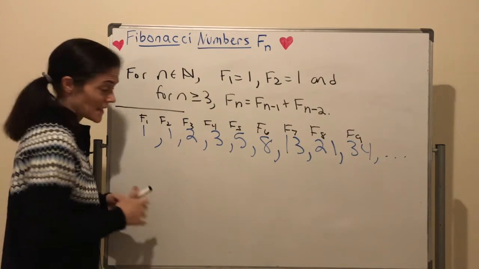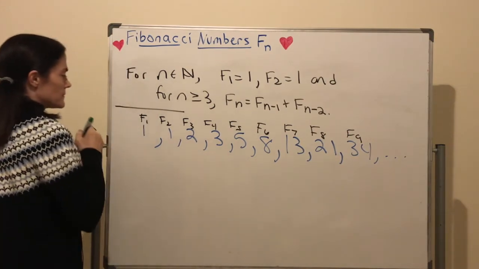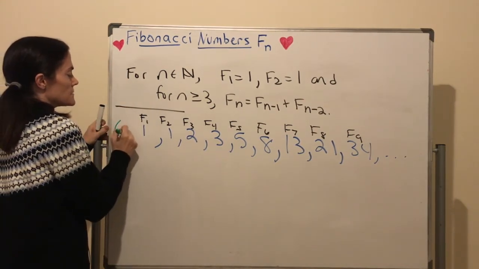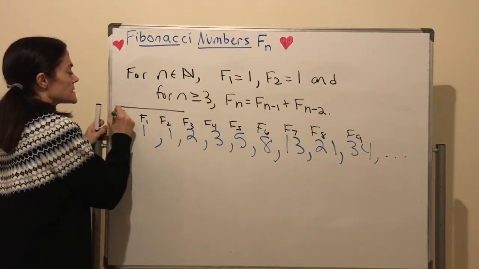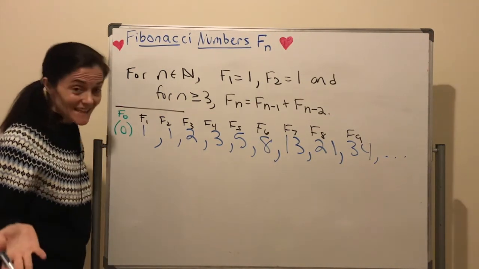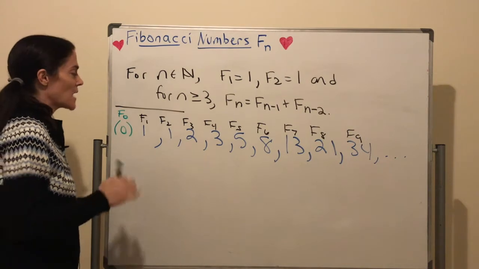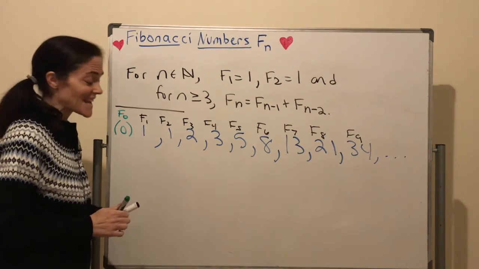Sometimes you will see 0 listed first as an F0. Sometimes this is needed for some sort of identity, but I'm putting it in green just as a comment.